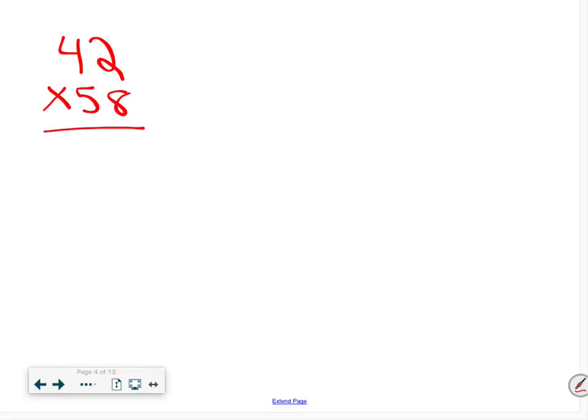Press pause, and then press play when you're ready. Okay, I'm assuming that you solved it. I'm going to take 42, and I'm going to split up my 58 into 1s and 10s, because that's how much place value there is.